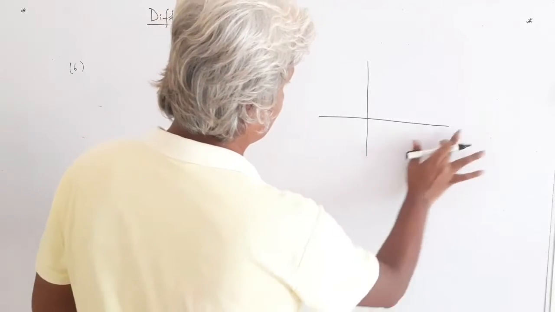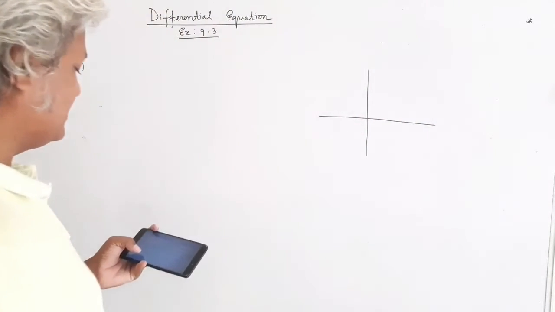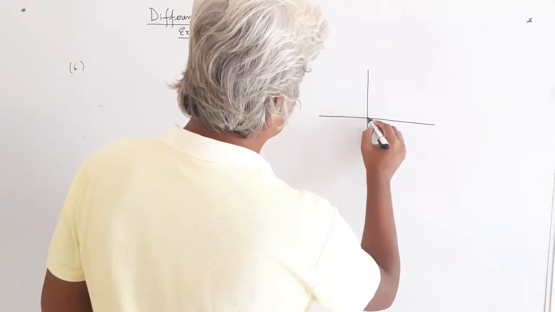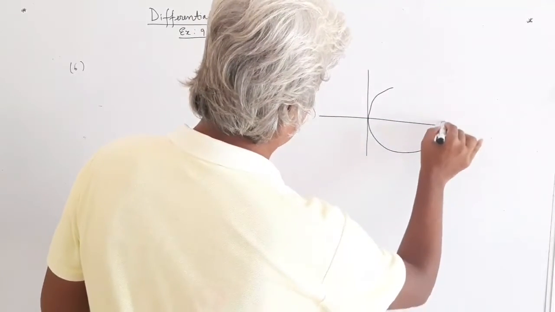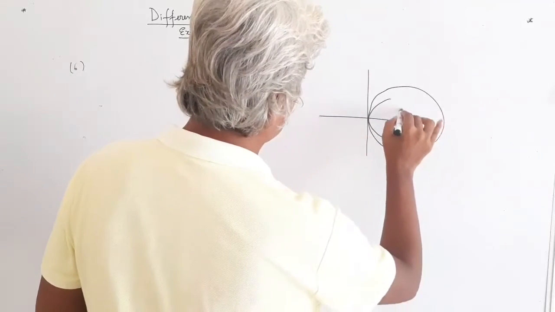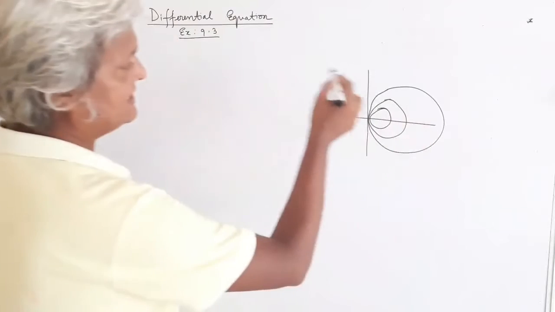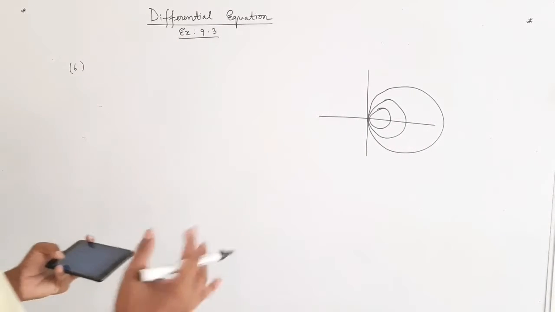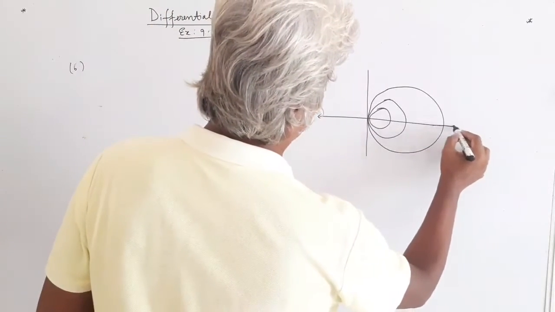So this is my x-axis, y-axis. Family of circles touching the y-axis at the origin. Touching the y-axis at the origin means your circle will be like this, like this, and this will give the family of circles. Now why are they calling it a family of circles? Because you always get a family of circles from a differential equation. Now you may ask how.